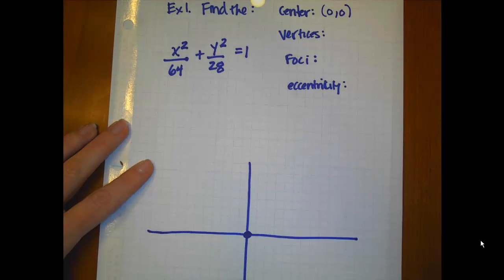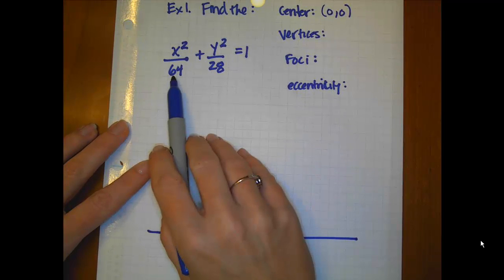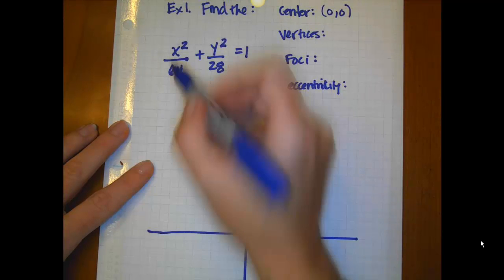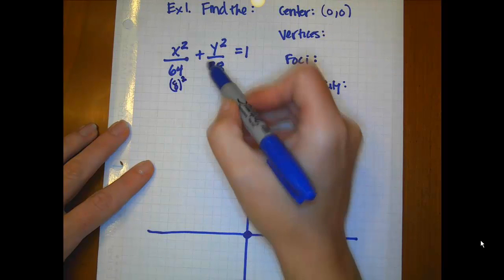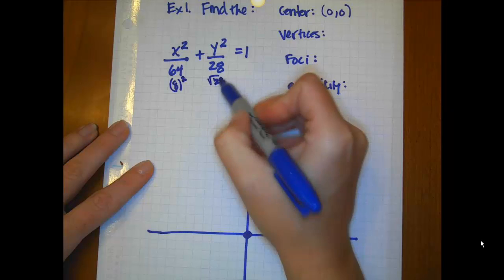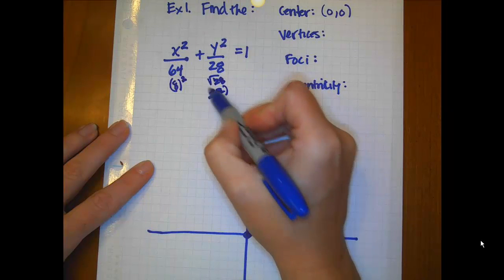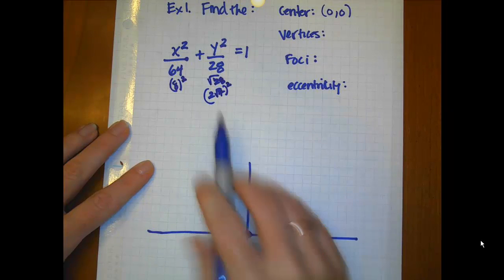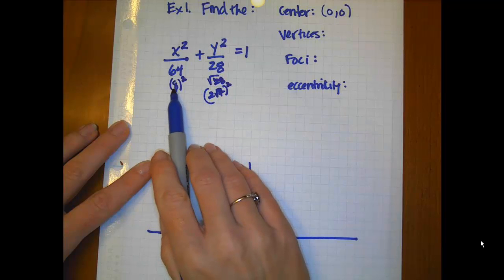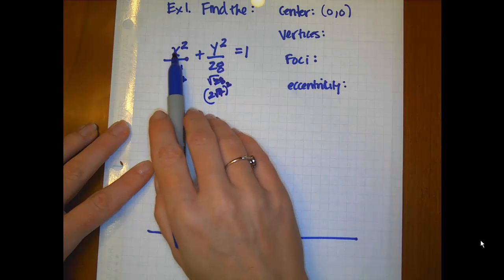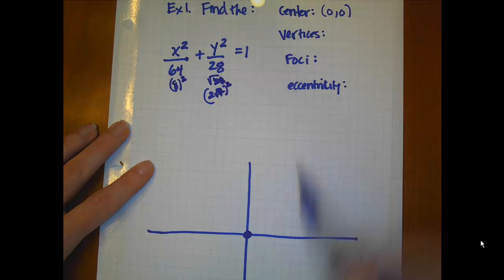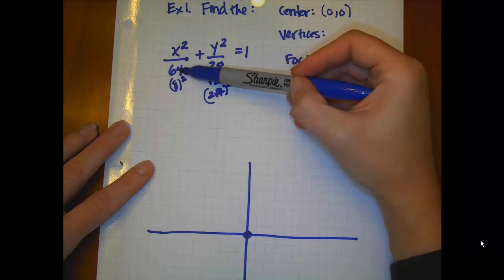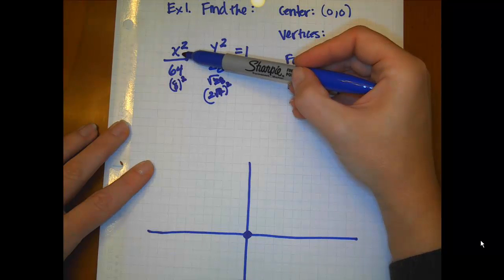Next thing that I want to notice, I see that 64 is the bigger number underneath the x squared. I can think of this as 8 squared. The square root of 28 is equal to 2 root 7, so that's 2 root 7 squared. So my major axis is going to be the x values, or a horizontal major axis, because the larger of the two numbers, 64, is underneath the x squared.